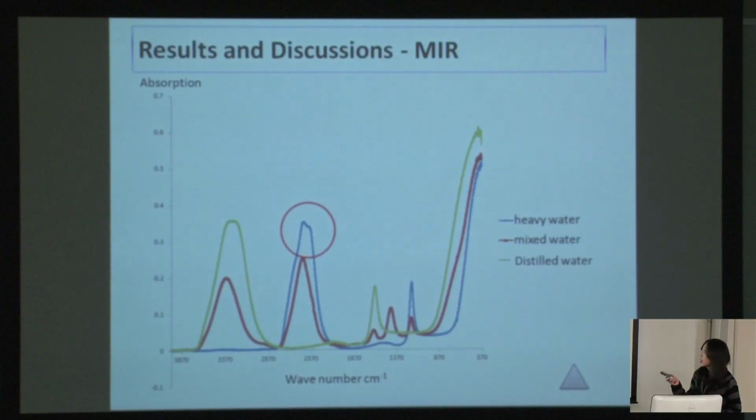This is a mid-infrared result of my experiment. We can see the blue line is heavy water, the red line is mixed water, volume half-half, and the green line is distilled water. From this figure, we can see here at 2,005 per centimeter, heavy water has a distinct peak from water. I will show another literature.